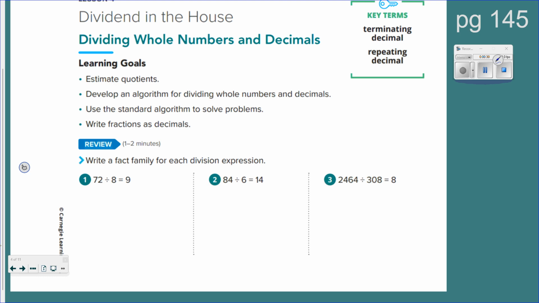Who can tell me another member of number 1 fact family? Asher? 72 divided by 9 equals 8. 9 times 8 equals 72. The last one.